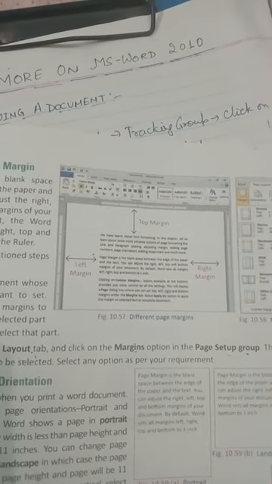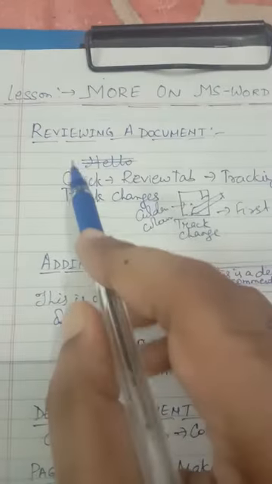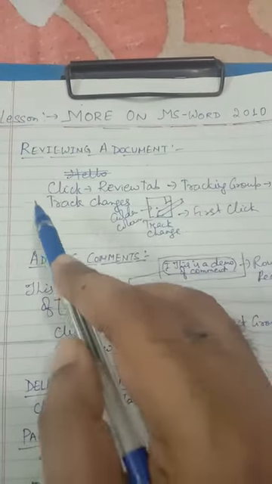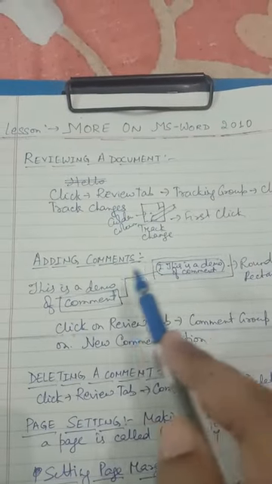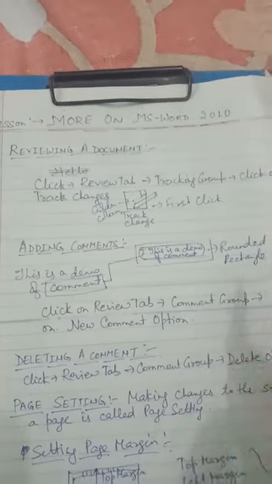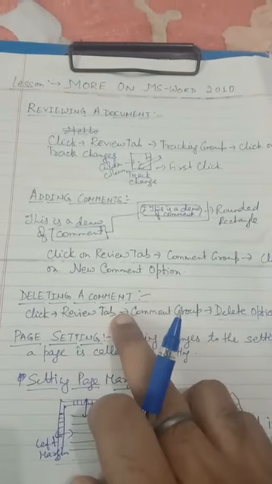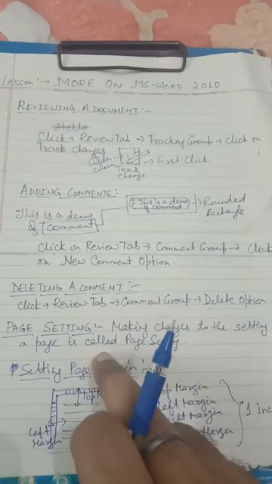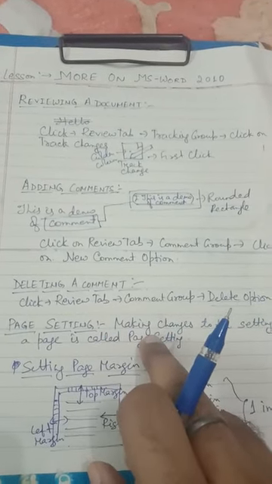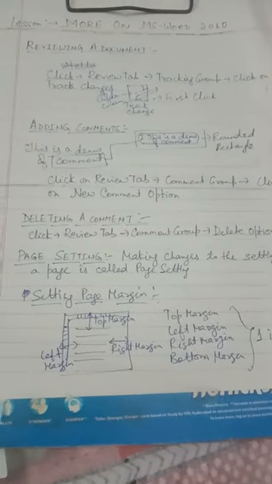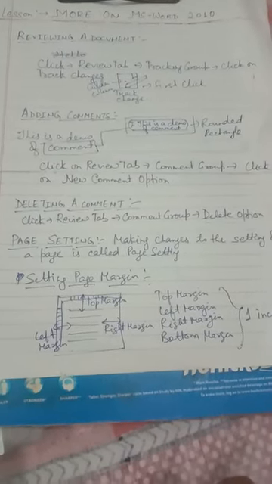So till now in this video, what are the topics that we have discussed? We have discussed how to review a document, the different steps taken to review a document, how we can add a comment in our document, how we can delete the comment that we have added, what page setting is, and how we can set the page margins for the selected document. So these were the contents of this video.